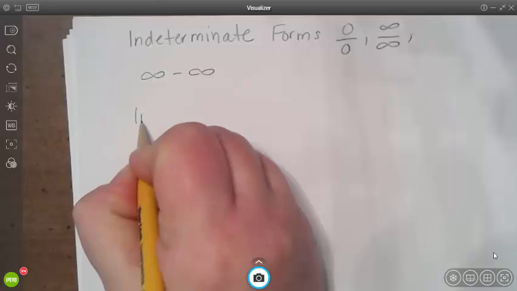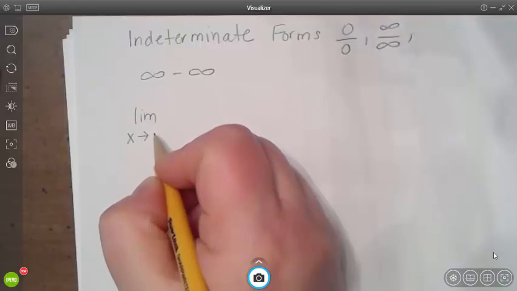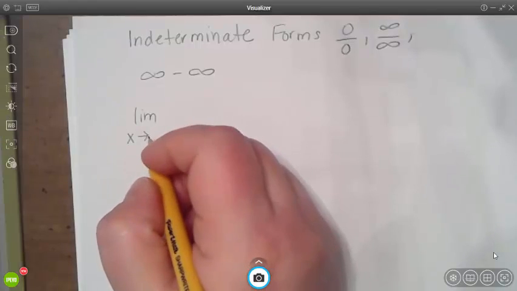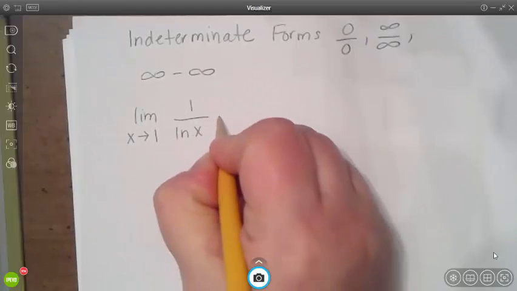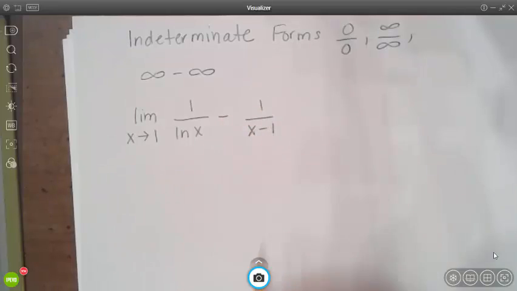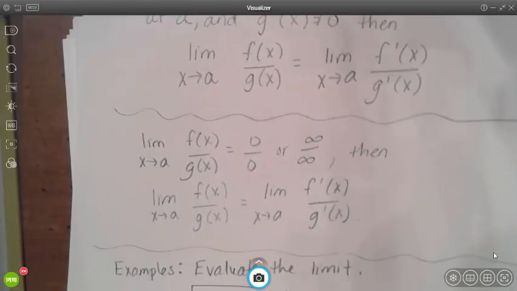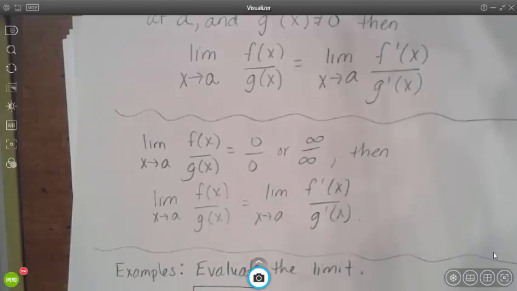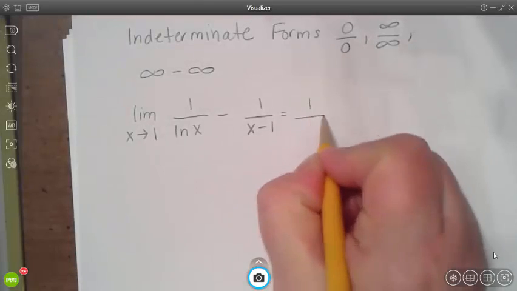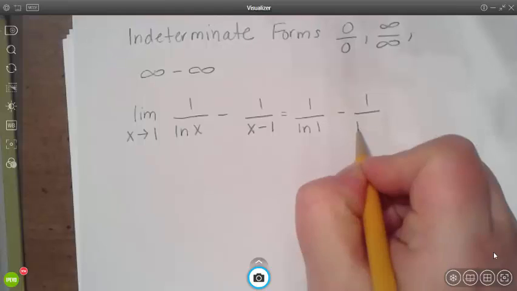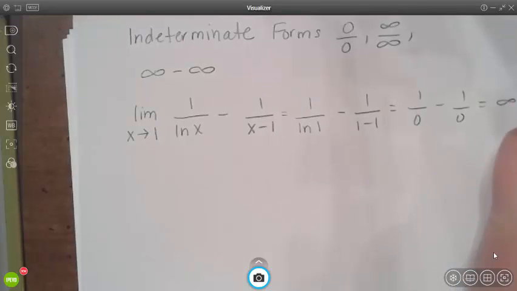If we look at the limit as x approaches 1 of 1 over the natural log of x minus 1 over x minus 1. Now, L'Hopital's rule only works if we have 0 over 0 or infinity over infinity. So if I plug 1 in, I have 1 over the natural log of 1 minus 1 over 1 minus 1. So I have 1 over 0 minus 1 over 0, which is infinity minus infinity.